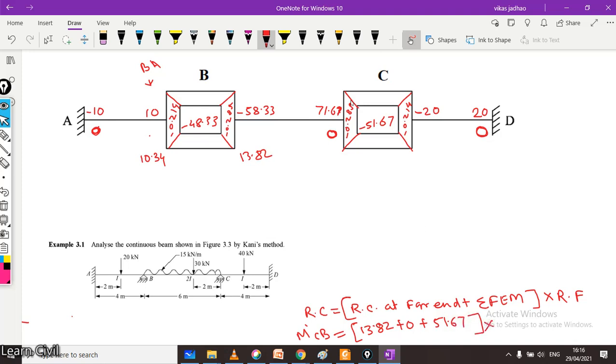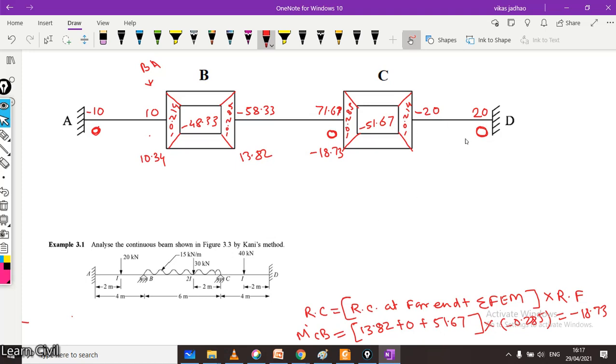Multiply this with the rotation factor minus 0.285. So this will be equal to minus 18.73. Just write down this here, minus 18.73.